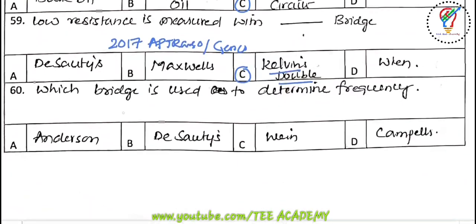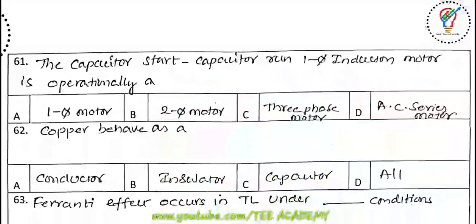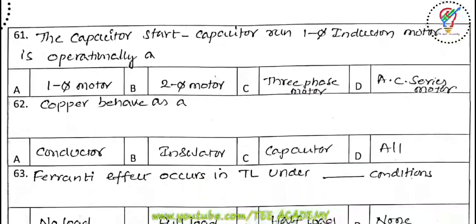Next one: which bridge is used to determine the frequency? The options are Anderson bridge, de Sauty's bridge, Wien bridge, and Campbell's bridge. Wien's bridge is used to measure the frequency. These are straight and direct questions. Okay, so let's move to the 70th question.